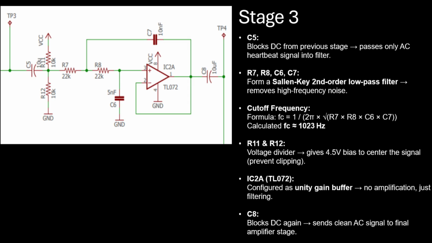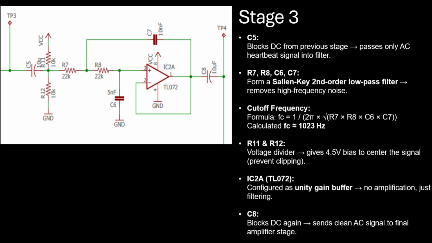They set the cutoff frequency using this formula: Fc equals 1 over 2 pi times the square root of R7 times R8 times C6 times C7. Based on our actual resistor and capacitor values, the calculated cutoff frequency is around 1023 Hz. This means that frequencies above 1 kHz are cut off, while important heartbeat signals, typically below 150 Hz, are preserved.